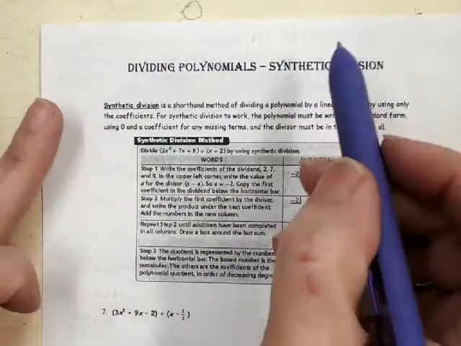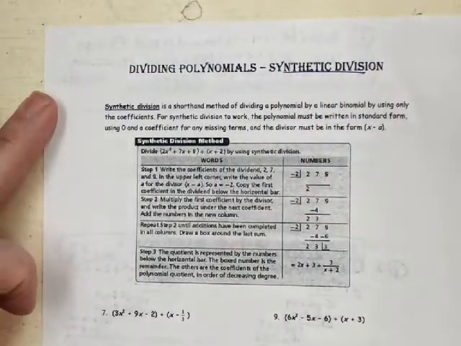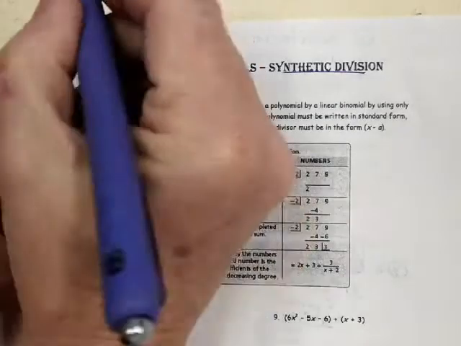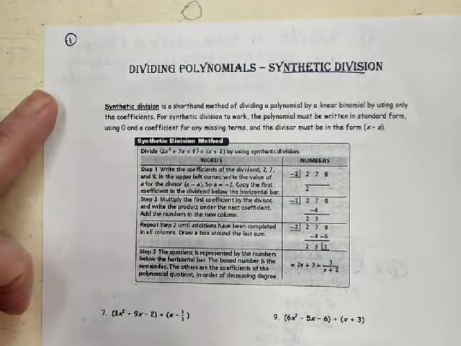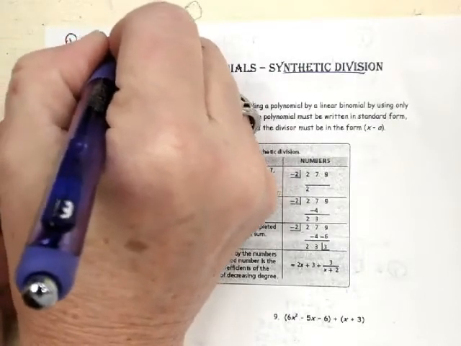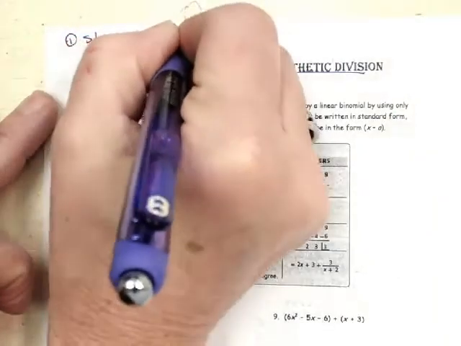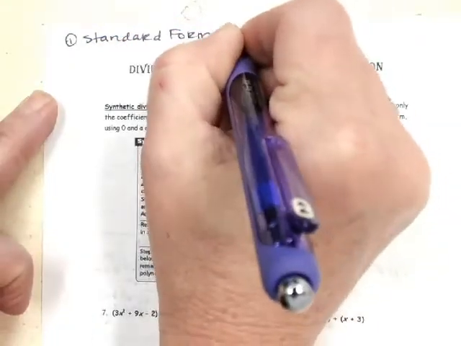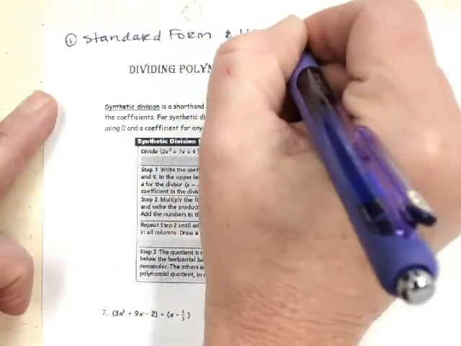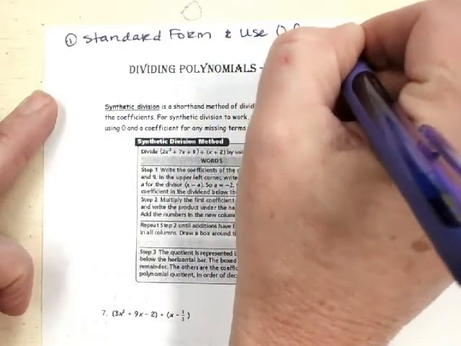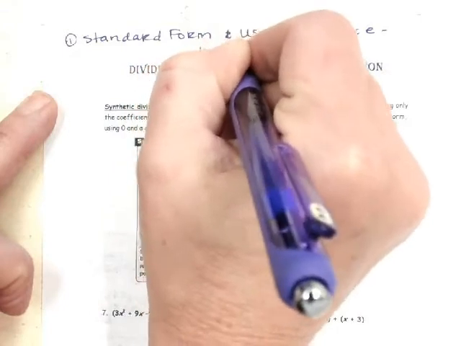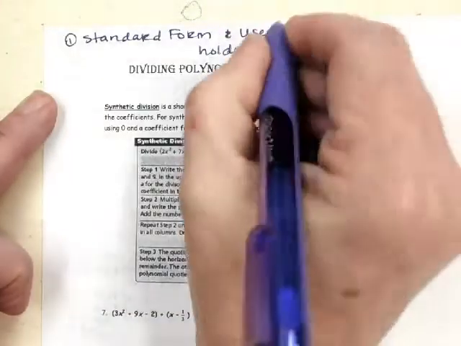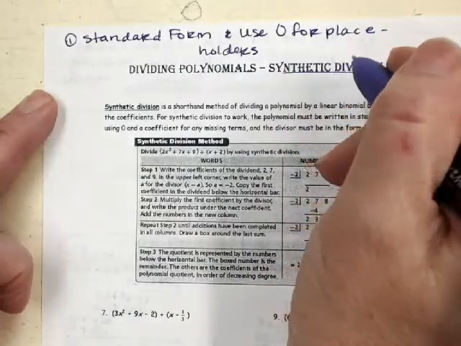Alright, so we're going to do synthetic division, and it's a lot easier than the long division, but some of the stuff is the same. The first thing is it must be in standard form. And you're still going to use that 0 for placeholders if things are missing. Like if it's got an x cubed and an x1, but it's not got an x squared, you're going to have to put in that 0 for a placeholder.